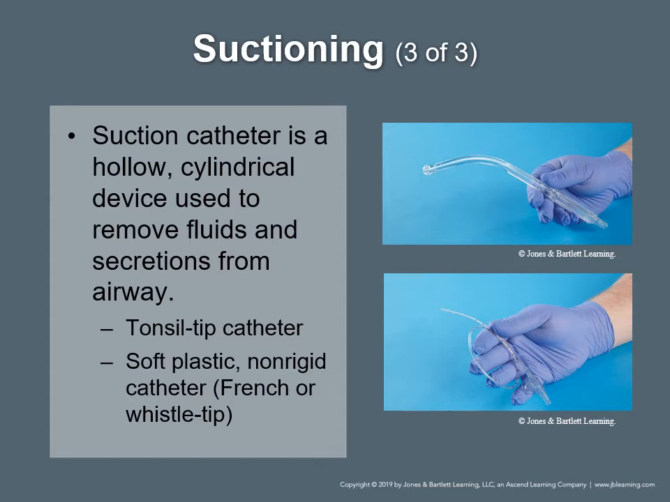Soft plastic, non-rigid catheters, sometimes called French or whistle tip catheters, can be used in the back of the mouth and in patients with a stoma. Always measure for proper size before inserting any catheter. Never insert a catheter past the base of the tongue.